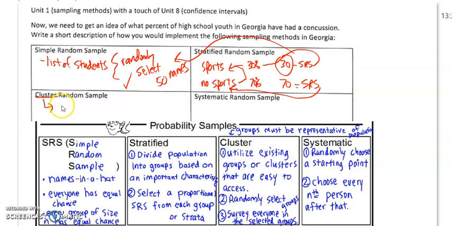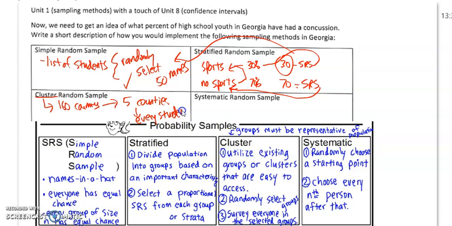So I'm kind of thinking, well, students are organized, they're in school systems. And so we utilize these different school systems. So we've got, I don't know, something like 160 counties across Georgia. And so we decide that we're going to randomly select 5 counties. And then I'm going to survey or select every student in those counties.